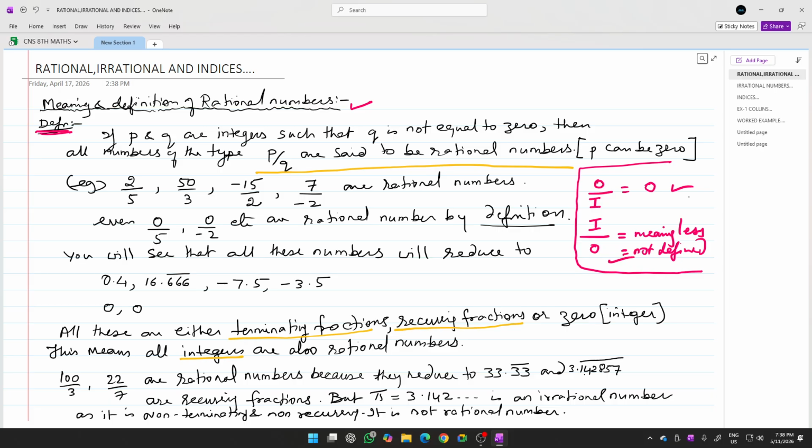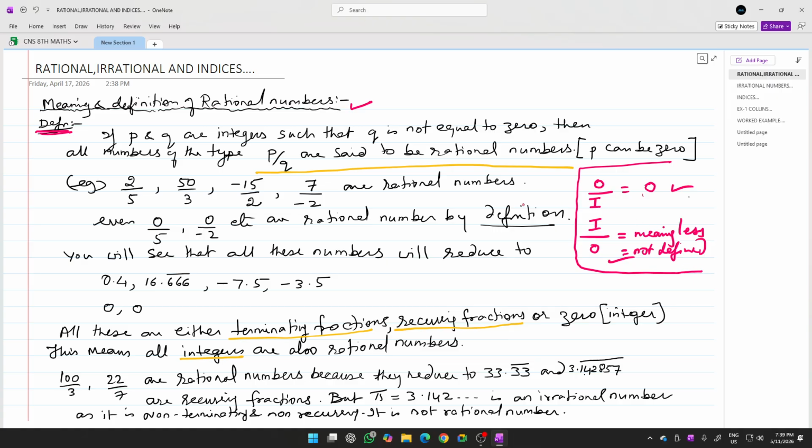Okay. So whenever there is 0 in the numerator of a fraction, irrespective of what is there in the denominator, the answer will be 0. And if there is a 0 in the denominator, irrespective of whatever you have in the numerator, the answer for that fraction, or the value of that fraction, will be something which is called meaningless, or it is called not defined.